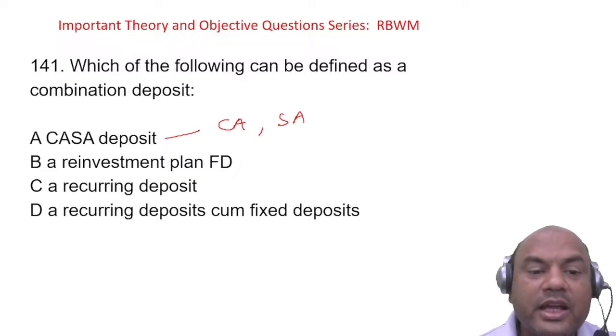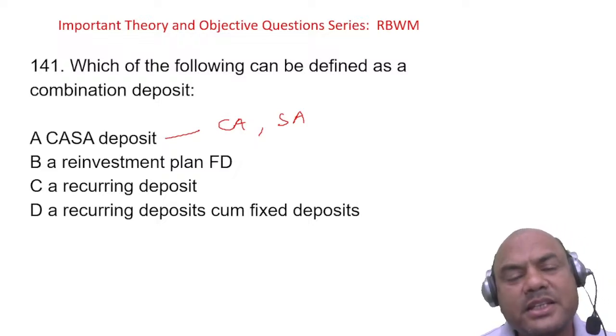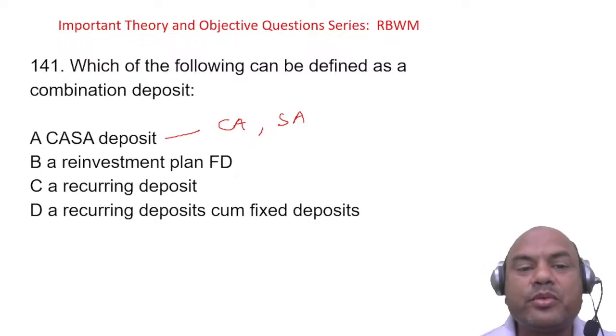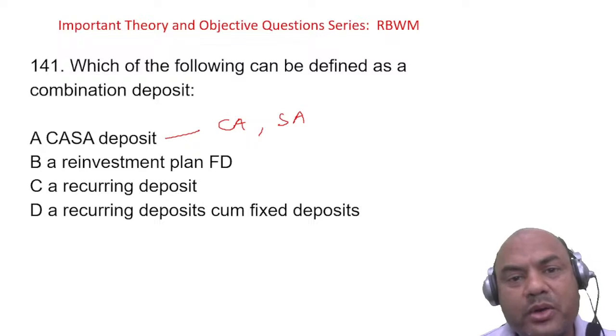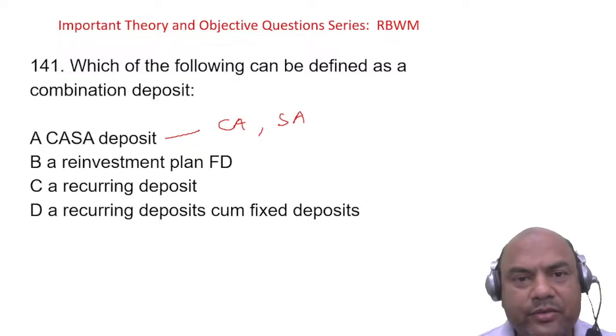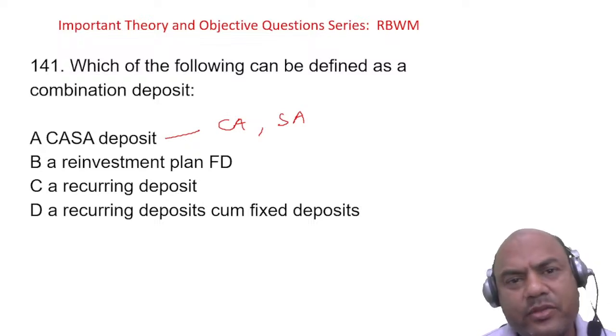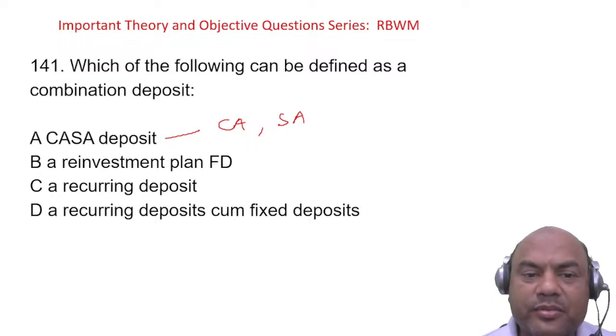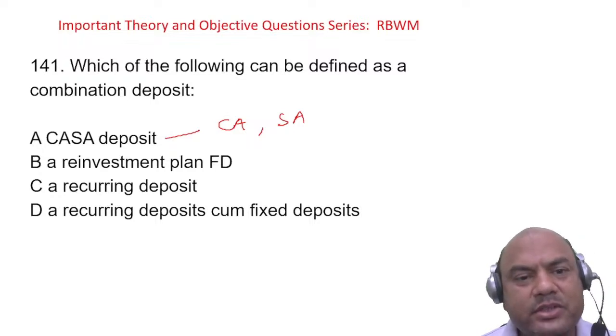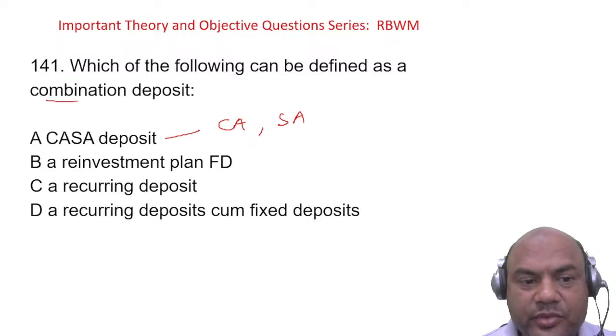Okay. A reinvestment plan FD. It's again a single FD only. It can be reinvested. Reinvestment plan means what? At the maturity, what should I do? Once the FD matures, should I reinvest or should I take it to my savings account? So that is a simple FD. It's not a combination. Okay.